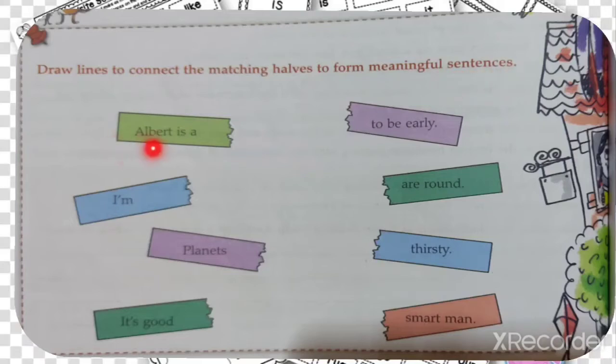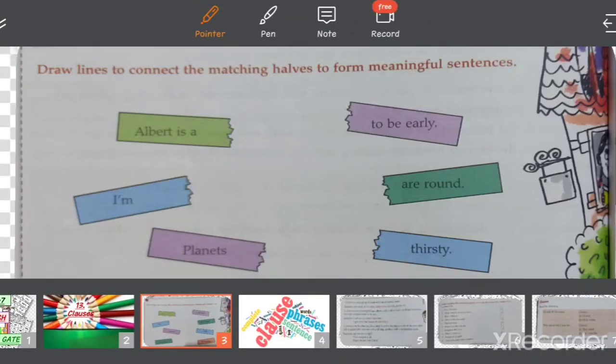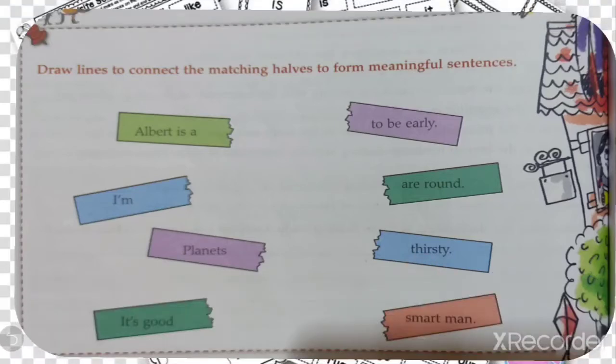Now look here, these halves are given to you. Half of a sentence is given to you. You have to match this half with this half, so it will make a meaningful sentence. So let's try. Albert is a... Now here there are 4 options. Which one is correct? Albert is a smart man.